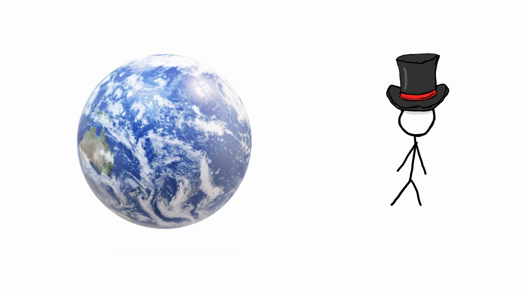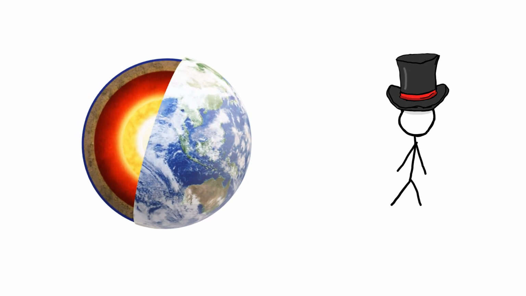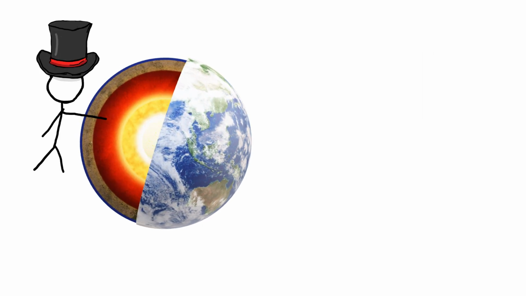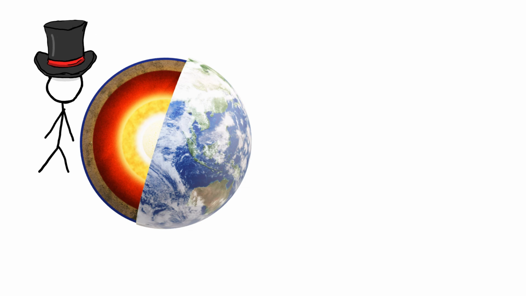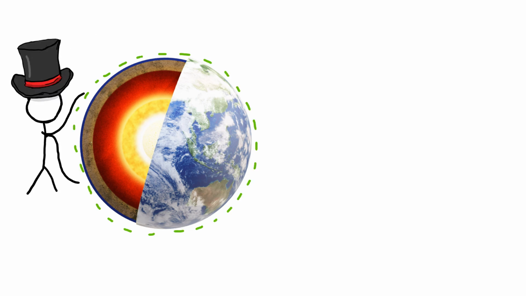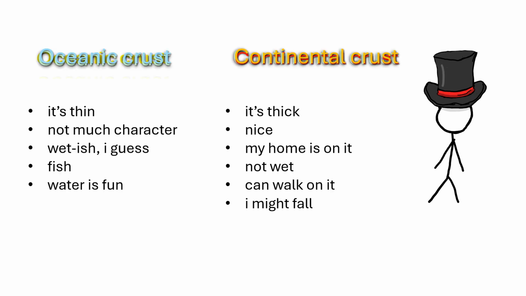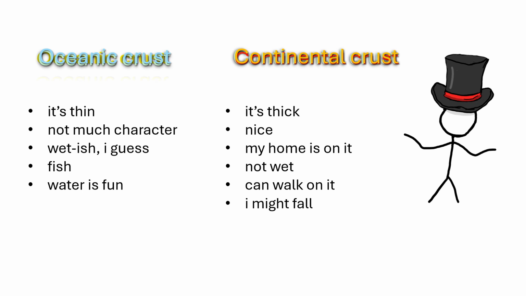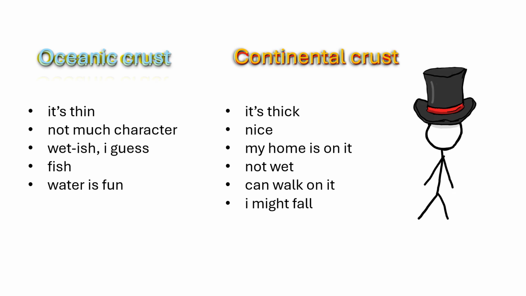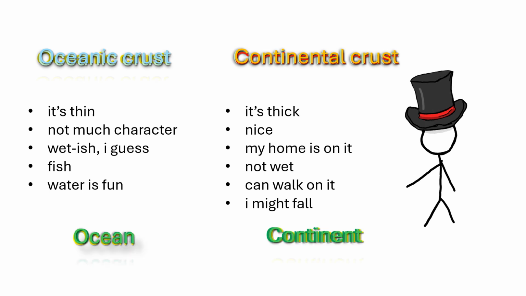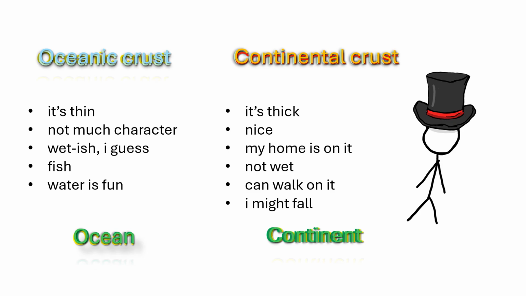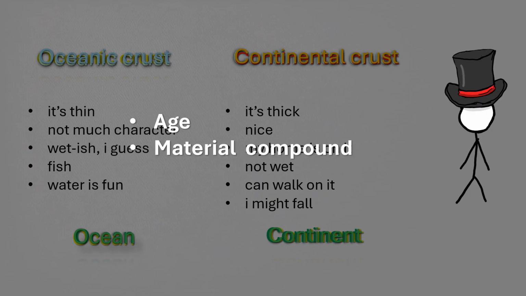Now that the Earth is a planet and exists and has layers of rock, hot rock, liquid rock, and a ball of molten iron the same temperature as the sun, what's the very outside part of this ball made of? There are two different types of crust: thin oceanic crust and thick continental crust. And can you guess where these layers of crust are located? That's right, under the ocean and under the continents. Well done you. These layers of crust differ in age, material compound, and thickness.